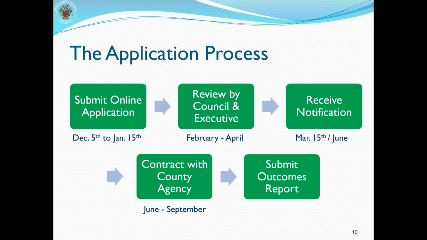All right, the application process. This is just a large overview of what the whole process is. One, you will submit an online application. The application opened on December 5th, and the deadline is January 15th. From February to April, the review of your application will be done by the council and the executive. You will receive notification on March 15th or June, depending on where your program falls within the recommended budget of the county executive. You will then need to contract with a county agency on your award.